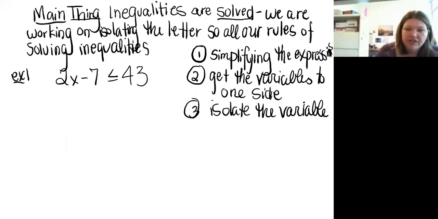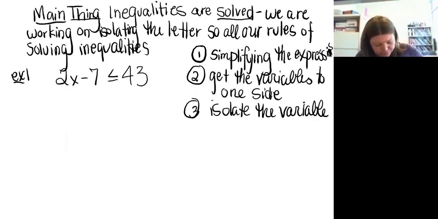I'll look on just the left-hand side. So I'm looking at just 2x minus 7 and decide if I can simplify. I can't. Look at the right-hand side. There's no work to do over there. I could get the variables to one side, but they're already on one side. So I'm just going to go straight to that third step, isolating the variable, getting the letter alone.